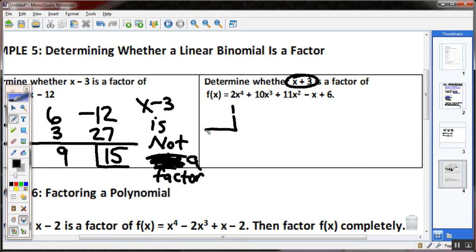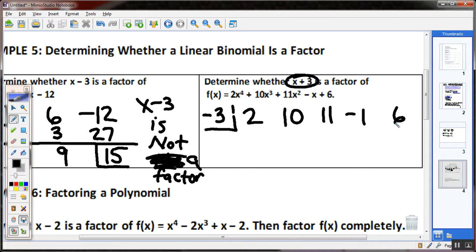Negative 3, because here's the deal. The reason it's negative 3, guys, is what value would you put in for x to make this 0? Negative 3. That's why it is the way it is. All right, kids, what am I putting in for my coefficients? 2, 10, 11, negative 1, 6.